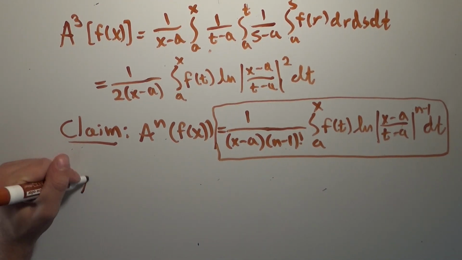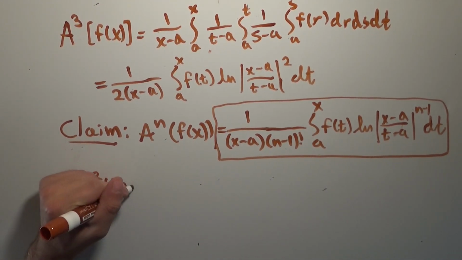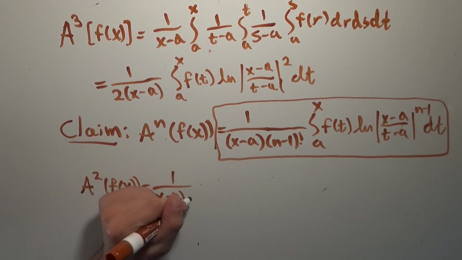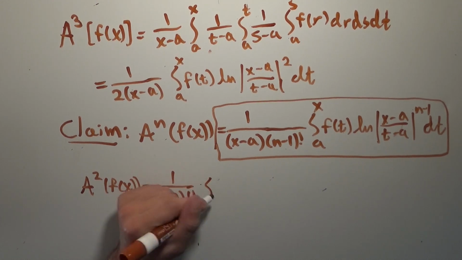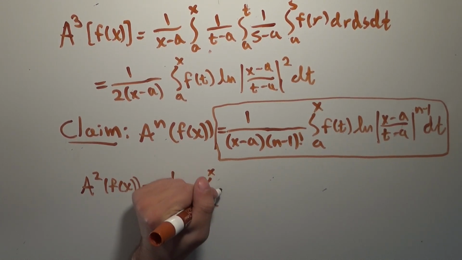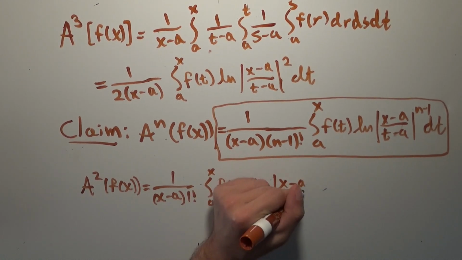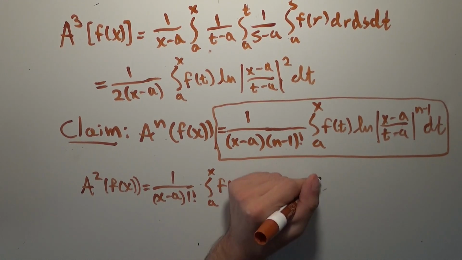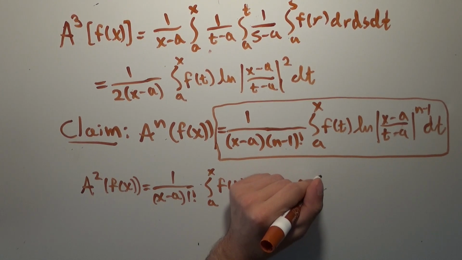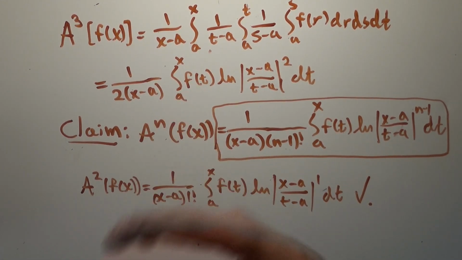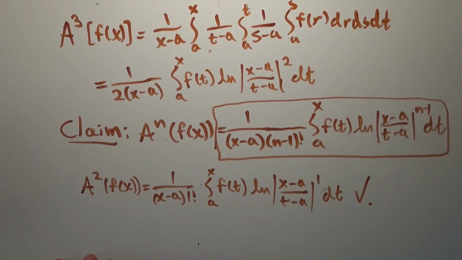But if we do the second average of f of x, then this gives us 1 over x minus a, technically times 1 factorial, times the integral from a to x of f of t, times the natural logarithm of the absolute value of x minus a over t minus a, to the power of 2 minus 1, which is 1, dt. So it does fit the pattern, and so this will be our base case, and it was already proven because I demonstrated it by evaluating it on the previous board.